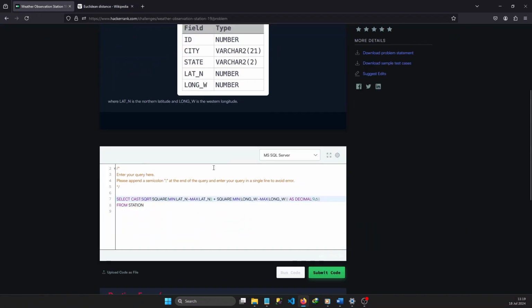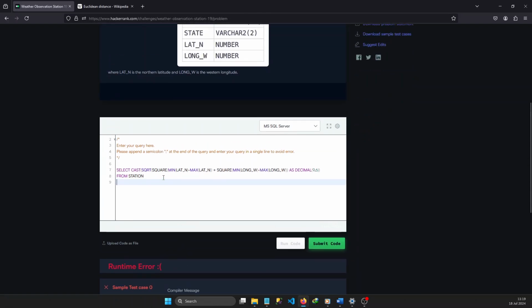So let us start. Well, I've already scripted out the code. So the CAST function converts an expression from one data type to another data type.